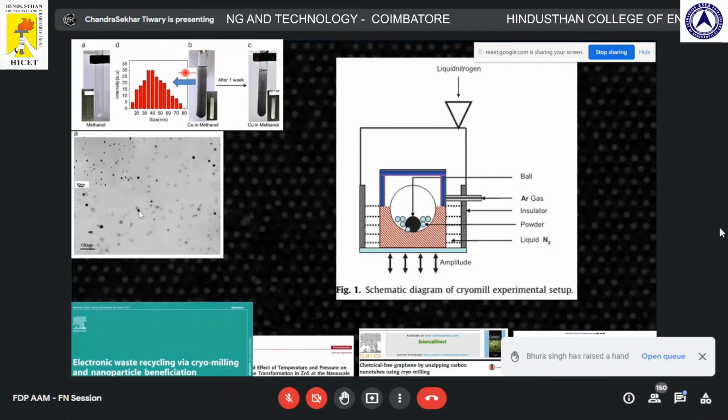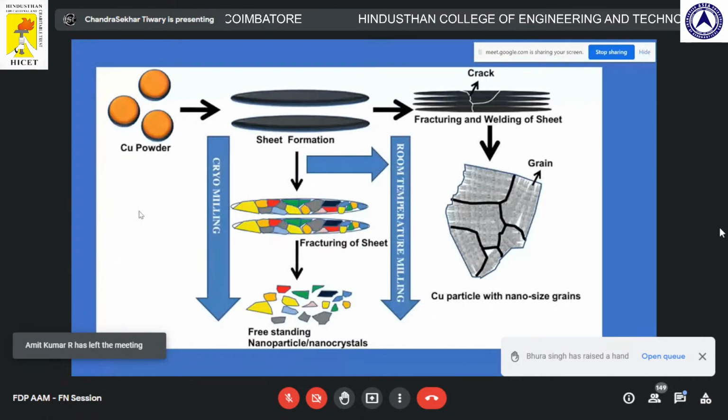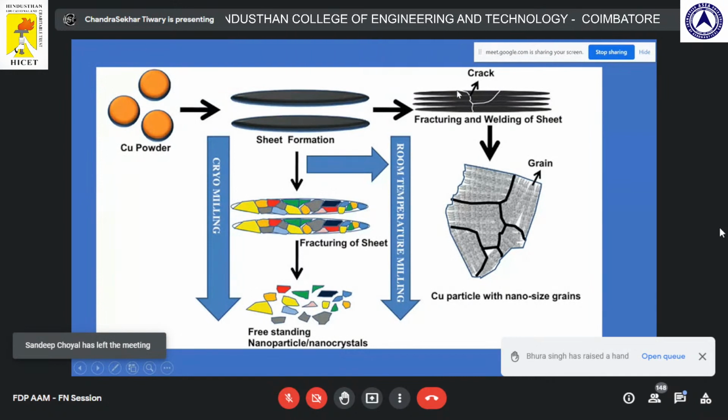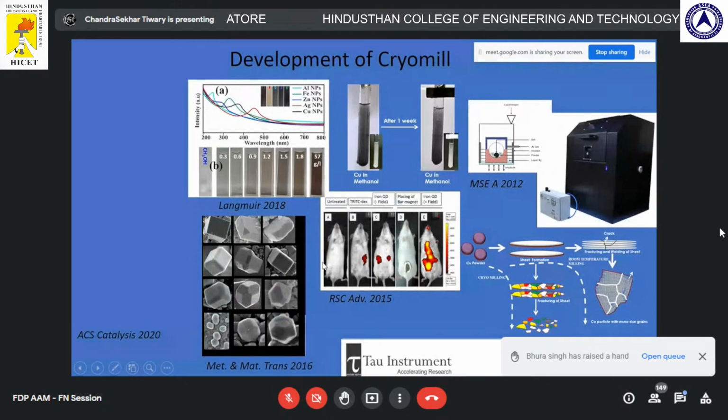We can utilize the same ball mill to recycle electronic waste and make a lot of phase control material as well. The reason why cryo mill helps is, in normal room temperature milling, the particles end up getting fractured and welded together. Whereas cryo milling doesn't allow cold welding or cold welding sintering to happen. You just have fracturing, and then surface roughening or surface smoothing takes place, and finally you get well separated, nicely shaped particles.